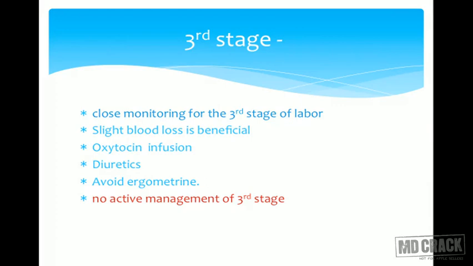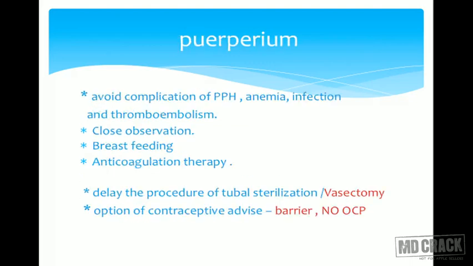Third stage, close monitoring is required. Slight blood loss which occurs normally is beneficial for a cardiac disease patient. Oxytocin can be given as the oxytocic drug. Diuretics if required. Avoid ergometrine totally. And no active management again.